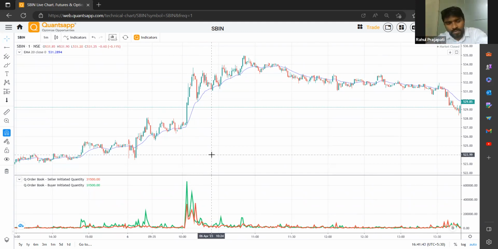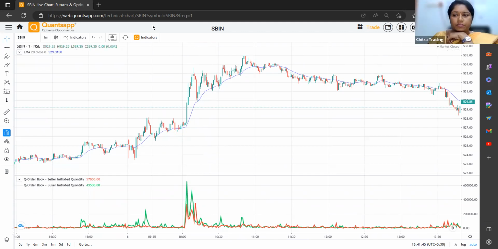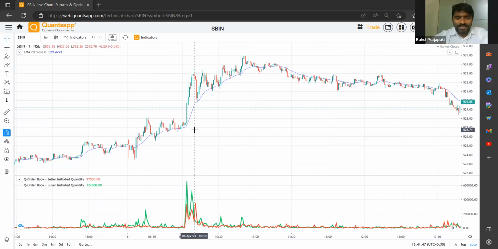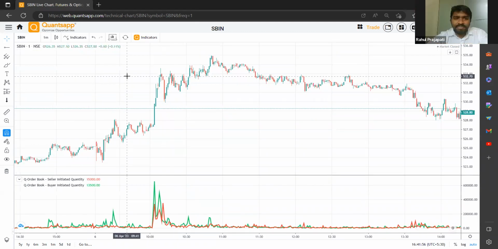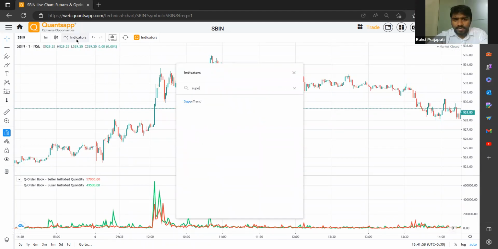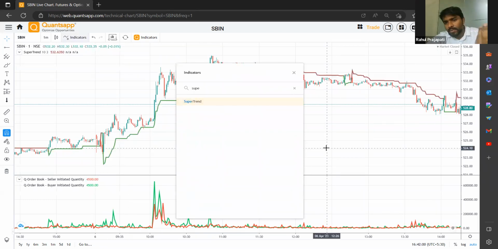Any other questions on this? Do we need to include any other indicators other than this? You have shown the 20 EMA. Yes, I just plotted it because I use it. Some people use Super Trend, so you can use Super Trend.